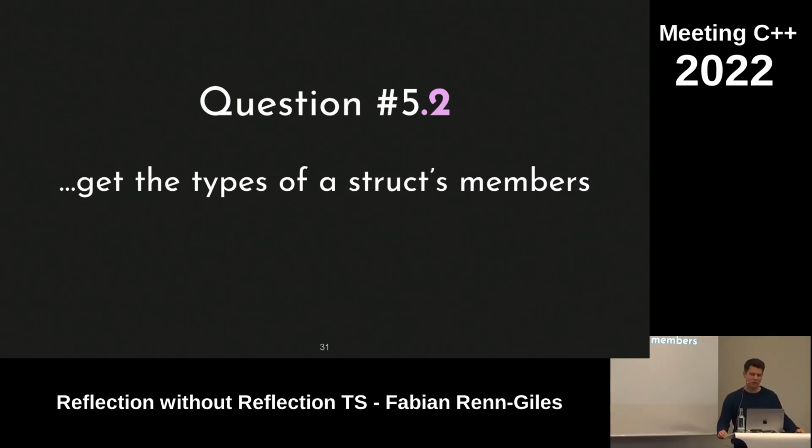Now, second sub-question, can we get the type of a struct's members? So we got the number of members in a struct. Can we get their types? Yeah, we can. And what's the magic keyword we need to use? What's the reflection technique? New C++ features, C++20, I think, or 17. I'm not sure. I know an older way.